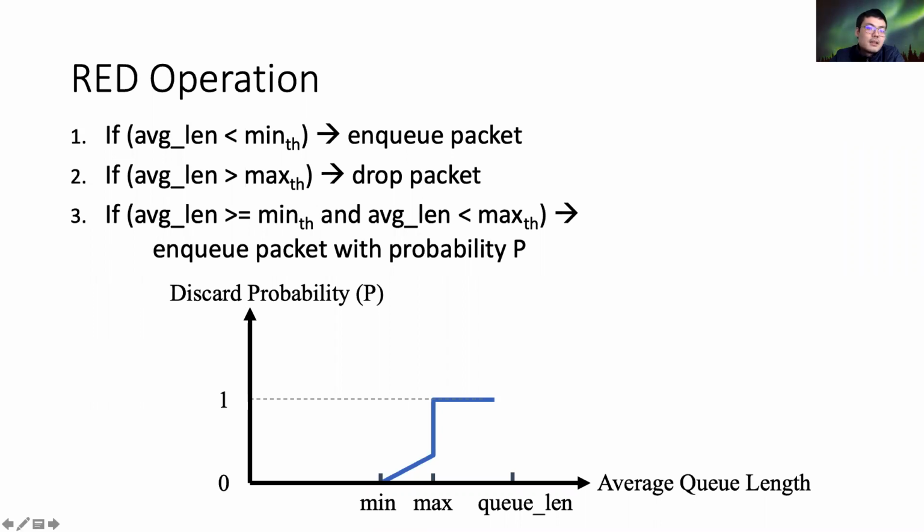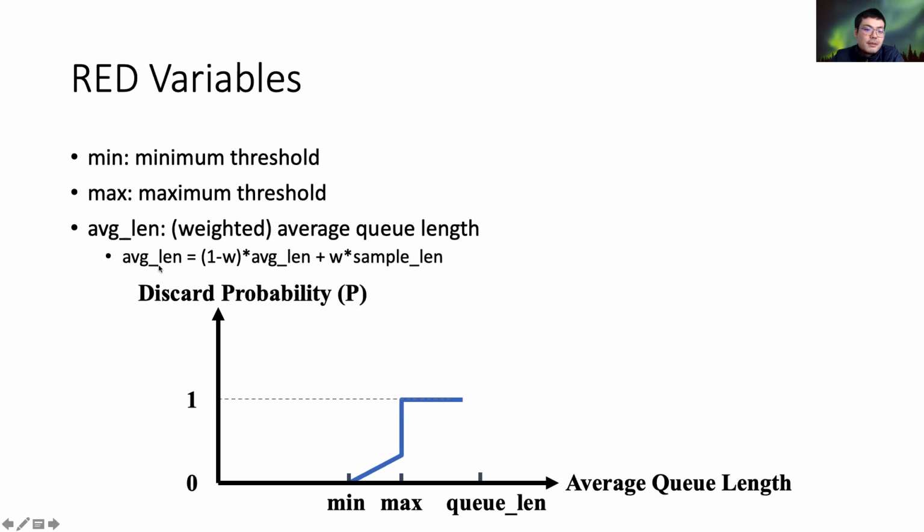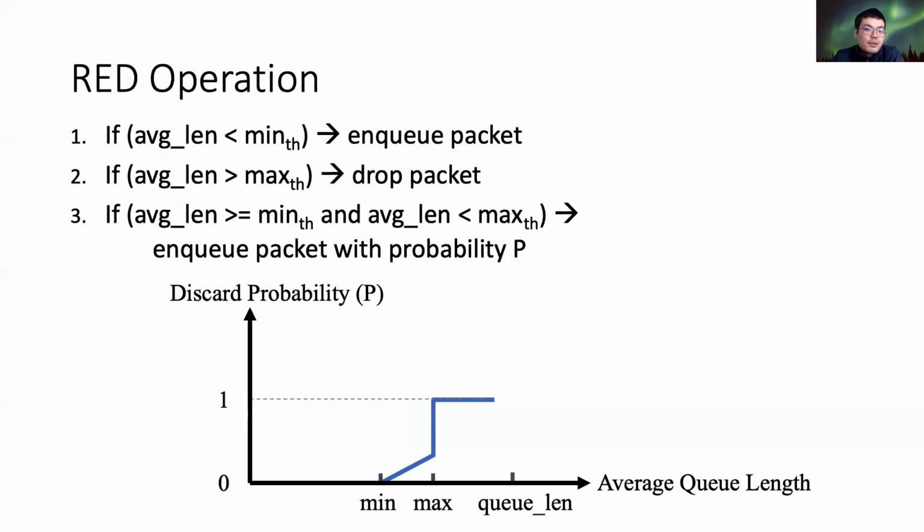So here's the operation we just mentioned. If your average length that you maintain by the running average is smaller than the min threshold of the queue length, then you always enqueue a packet. If it's larger than the maximum allowed capacity, then you always drop a packet. So these are the regular ones. The interesting part is in between min and max, where you have quite some packets but it's not full. Then you will enqueue a packet with probability P, which means you will discard a packet with some probability.